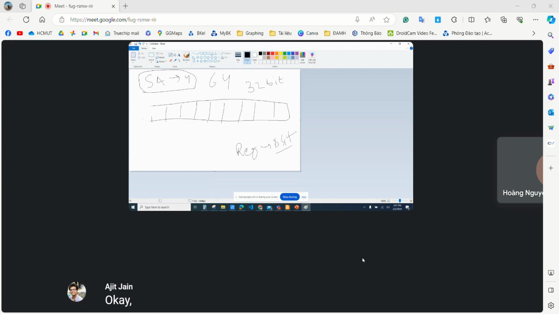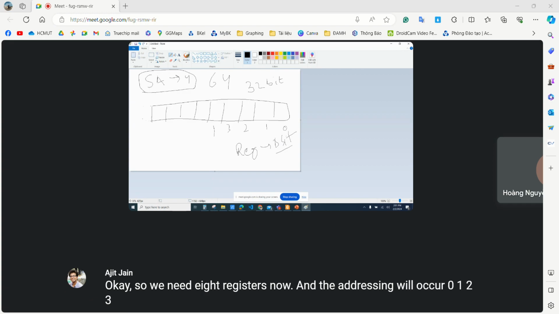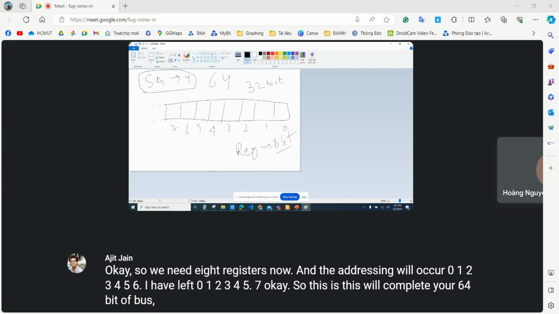Okay, so we need 8 registers. And the addressing will occur 0, 1, 2, 3, 4, 5, 6. I have left 0, 1, 2, 3, 4, 5, 7. Okay, so this will complete your 64 bit of bus.